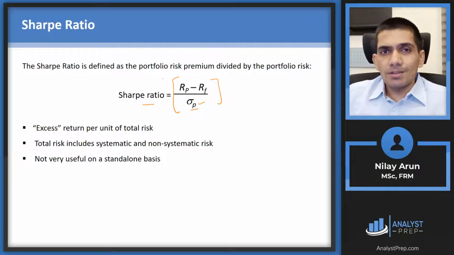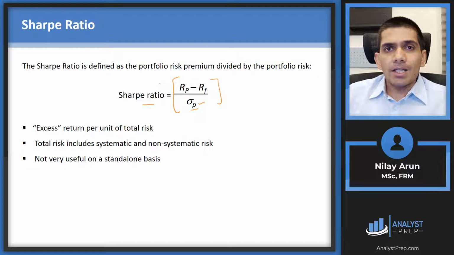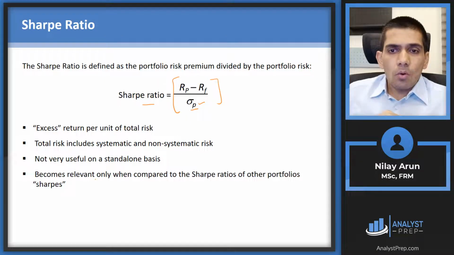Now, on a standalone basis, it's actually not a very useful measure. So think of this as, let's say, a PE ratio. If you calculate the PE ratio, the price to earnings ratio of a particular company, that would not really make a lot of sense until you compare it to the PE ratios of the other companies. Similarly, Sharpe ratio of one fund is not a very useful measure. It only becomes useful when you start comparing it to the Sharpe ratio of the other comparable funds which you have. So it only becomes relevant when compared to the Sharpe ratios of the other portfolios.